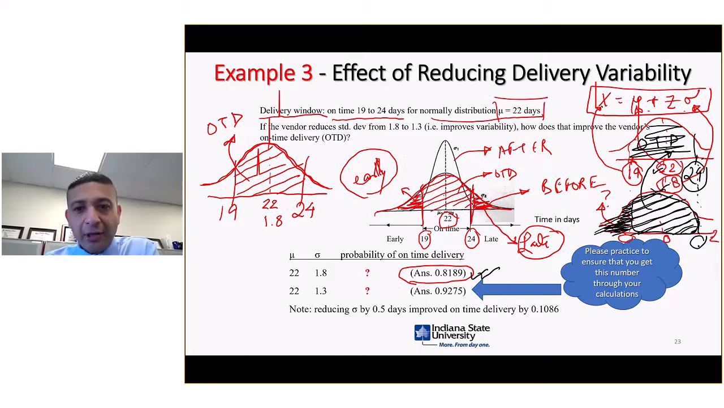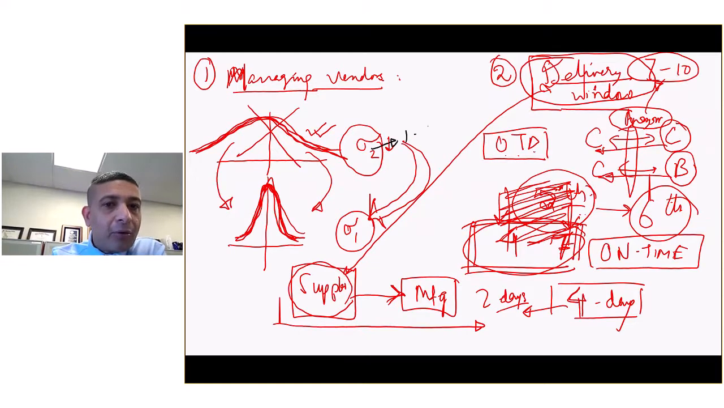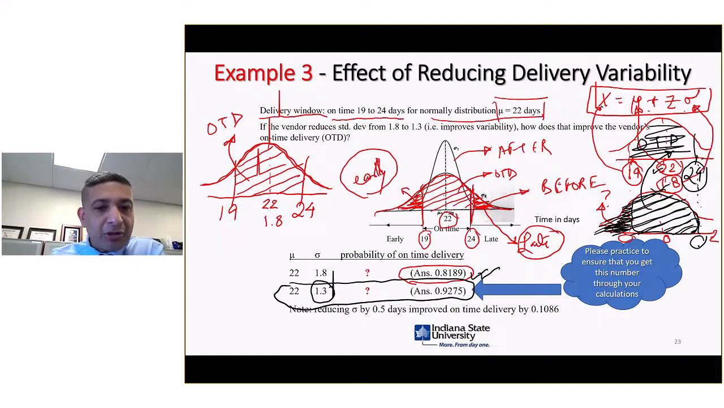And whatever I just said, you repeat that entire process, only this time change the sigma from 1.8 to 1.3. In other words, you reduce the sigma from 1.8 to 1.3. That's a reduction of 0.5 days, which is half a day, which is 12 hours. And what will happen is 22 doesn't change, 19 doesn't change, 24 doesn't change. My delivery window is untouched. All you have done is you have made this guy 1.3.